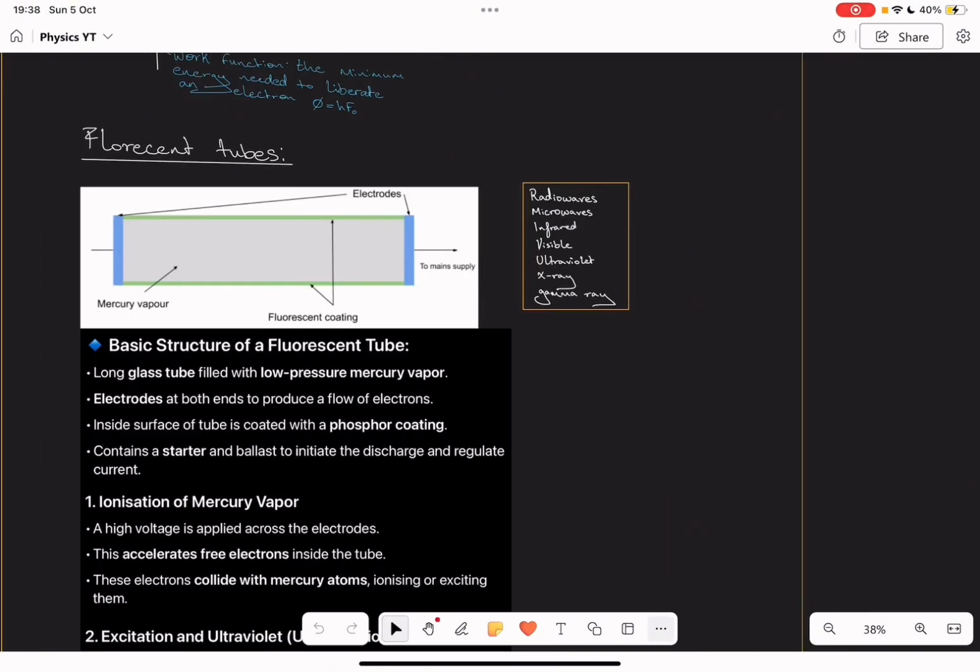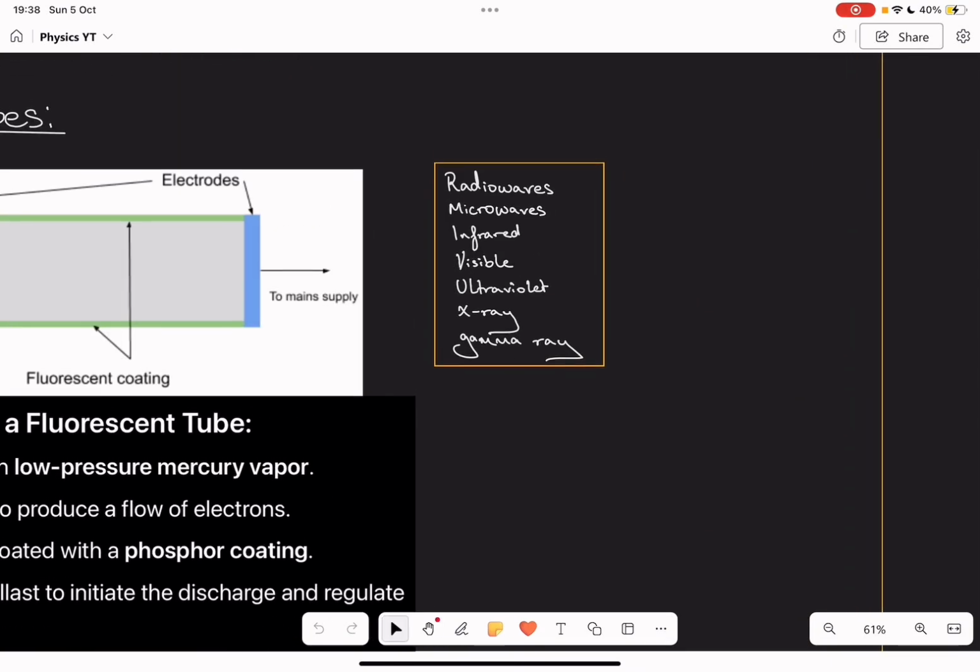Fluorescent tubes. So the basic structure of a fluorescent tube is a long glass tube filled with low pressure mercury vapor, with electrodes at both ends to produce a flow of electrons. The inside surface of the tube is coated with a phosphor coating and contains a starter and ballast to initiate the discharge and regulate current. So for this we need to know the types of waves in order. So we have radio waves, microwaves, infrared radiation, visible light, ultraviolet radiation, X-rays and gamma rays.